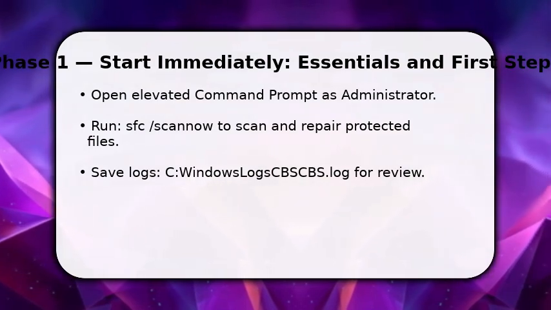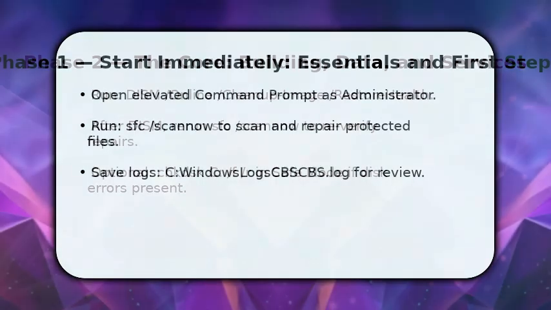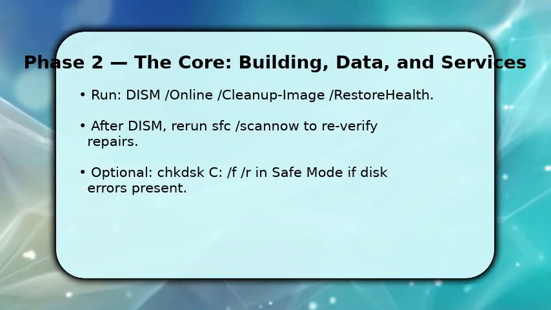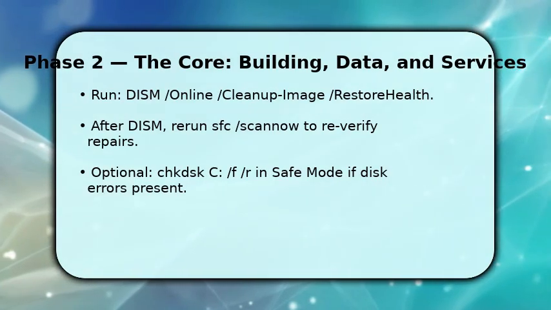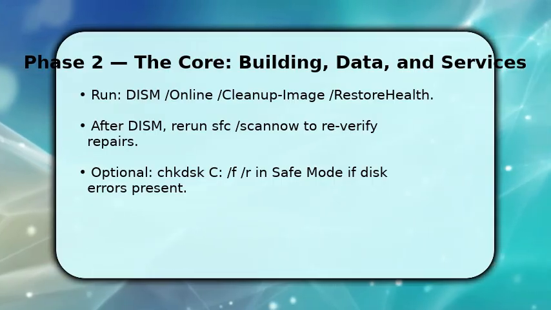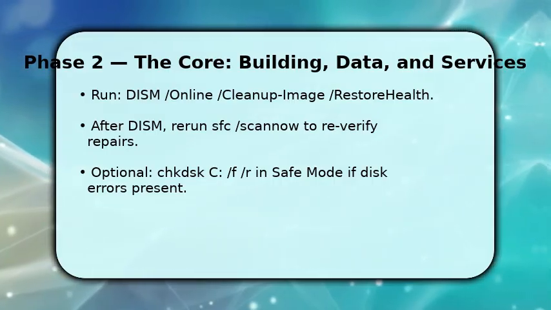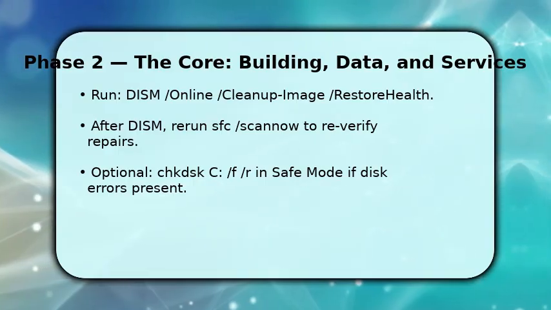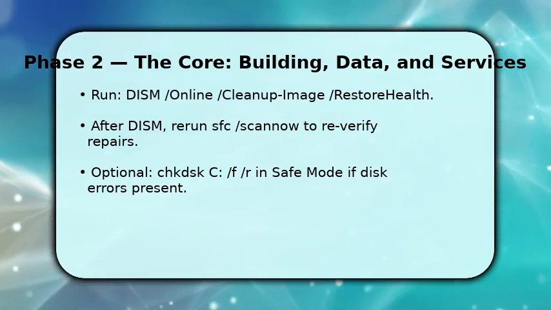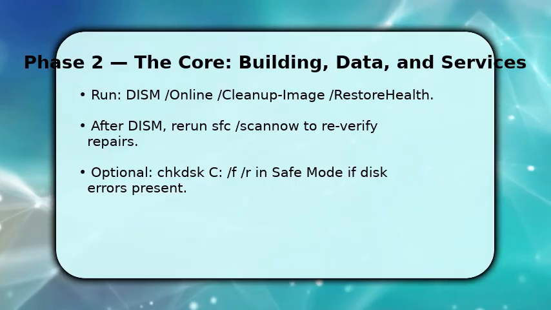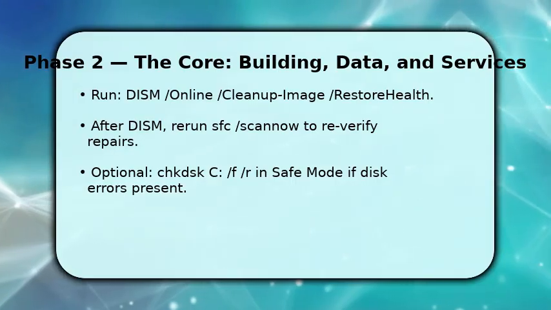Once SFC cannot fully fix issues, use DISM to restore the component store. Run DISM /online /cleanup-image /restorehealth. It can use Windows Update or a known good source to replace corrupted components. After DISM completes, rerun sfc /scannow so it can now repair files with healthy sources.